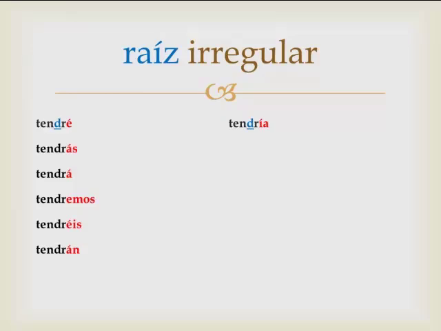It would be "I would have," tendría, tendrías, tendría, tendríamos, tendríais, and tendrían. I would have, you would have, etc. That's one example of the list of words that have a D added to them. Let's look at the ones where you straight up remove letters out of the words.